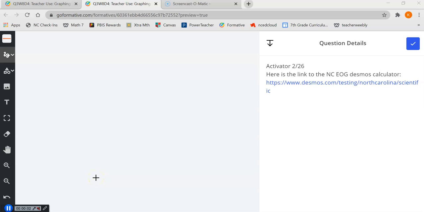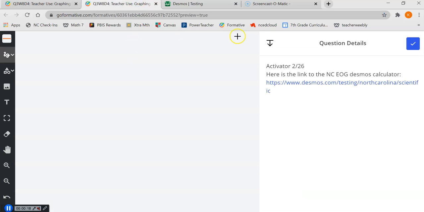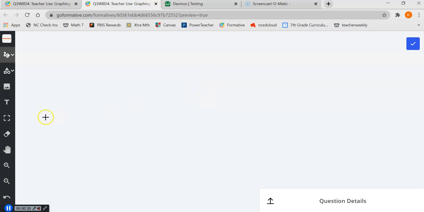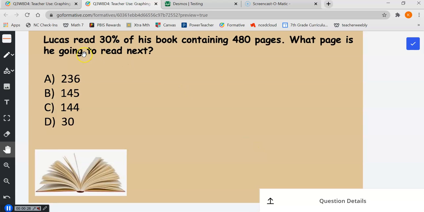I want you to pretend like you are taking the EOG and you are in the calculator active section, meaning you're allowed to use a calculator, you've raised your hand, you've been given a calculator. So I'm going to go ahead and click on the calculator. This is the official North Carolina EOG calculator. And we're just going to keep in mind that as we complete this problem, we can use the calculator to help us. Let's read the problem.